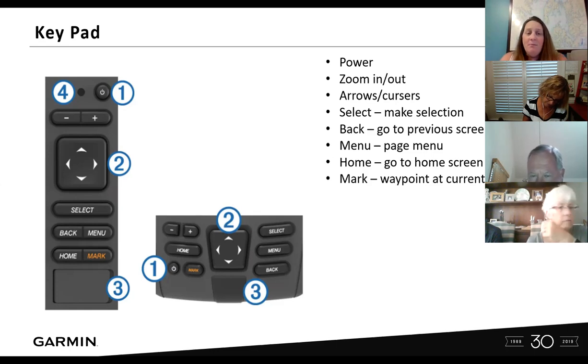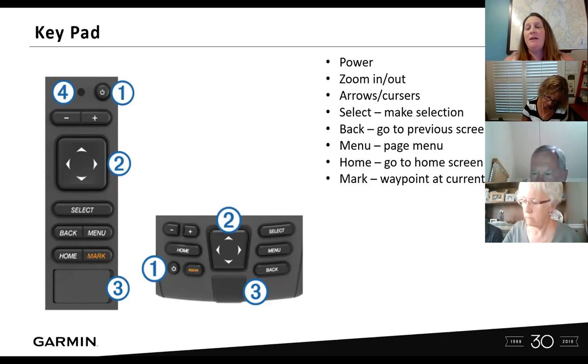Menu is self-explanatory as well. That brings you to the menu. One unique thing about the Garmins that helps us stand out from all of our other competitors is that when you hit the menu button, you get the menu for the screen that you're in. So if you're in your chart screen and you hit menu, you're going to get your chart options. If you're in the sonar screen and you hit menu, you're going to get your sonar options. So that's what makes Garmin really, really easy to use.